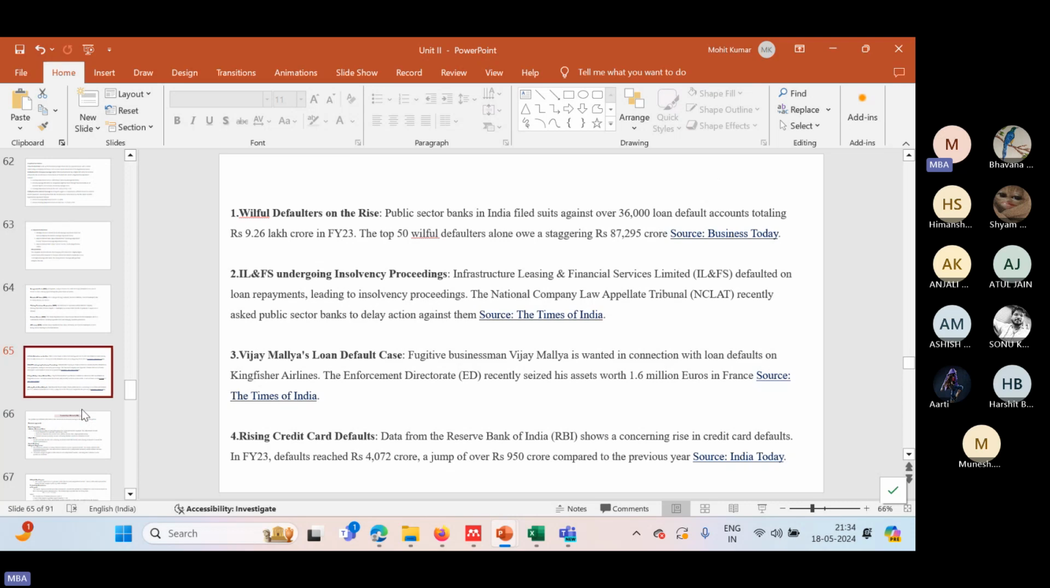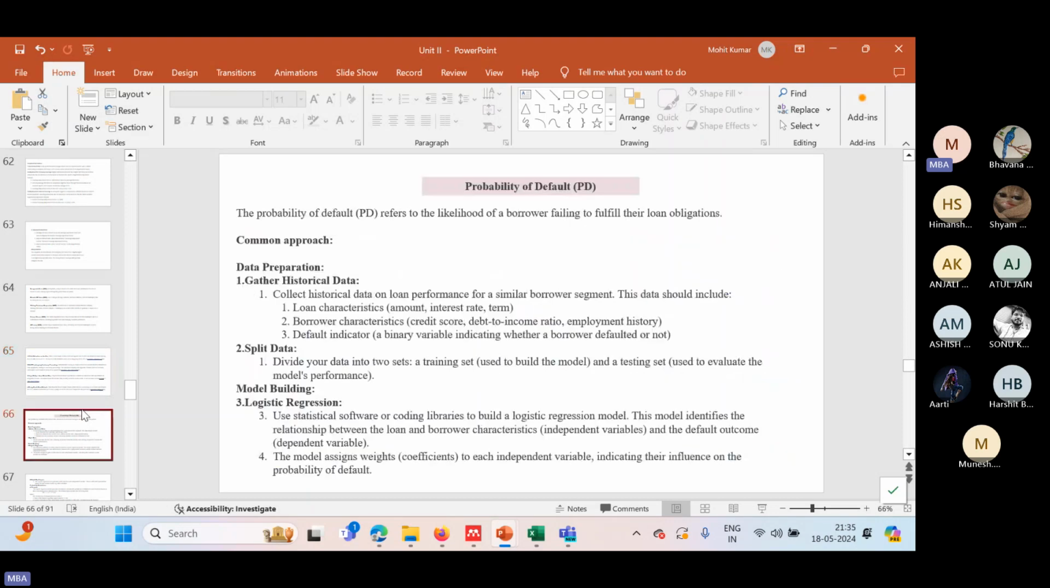Then wilful defaulters. These are also from newspapers and all, Times of India. These were actually added to make your understanding more comprehensive. Vijay Mallya's loan default case and all, which I ask you to either go through in the newspaper or just read this. These are some interesting cases which tell you how default risk is increasing year by year.